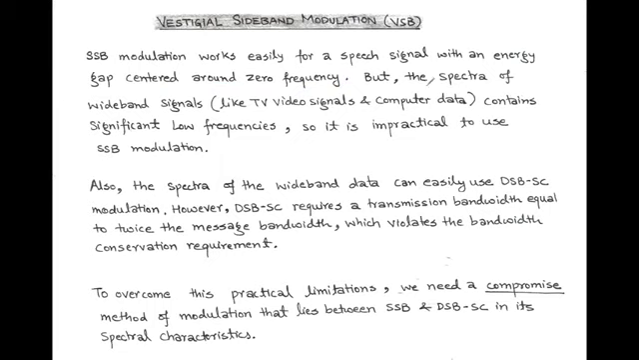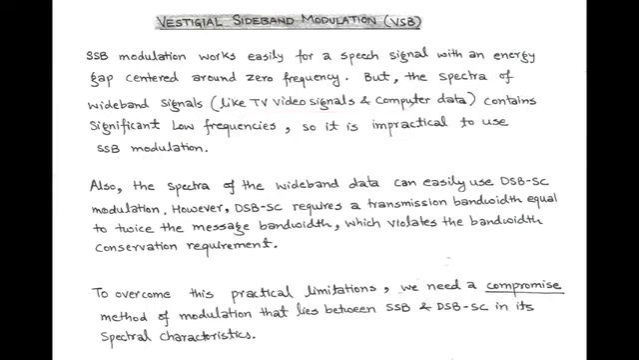And due to this characteristic feature of the speech or voice signal, the transition band of the bandpass filter is adjusted properly so that one of the sidebands is allowed to pass completely, whether it is the upper single sideband or the lower single sideband. But in the spectrum of wideband signals like TV video signals or computer data, there is essentially zero energy gap. So it is impractical to use SSB modulation in the case of TV video signals or computer data.